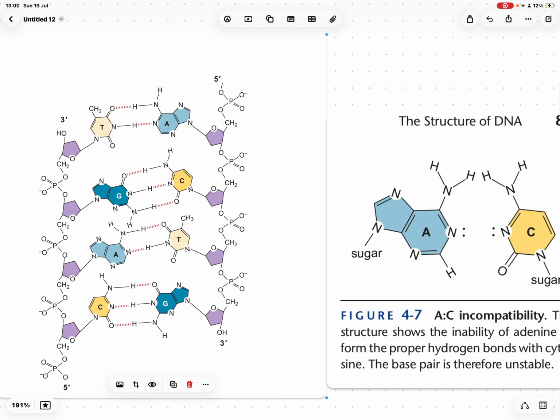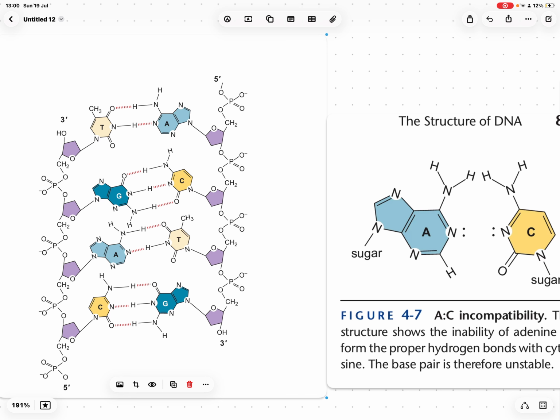Also, we understand why adenine can only pair with thymine. Why can it not pair with, for example, guanine, or why can it not pair with cytosine? What is the problem for adenine to form hydrogen bonds with cytosine? That we will understand in this video.